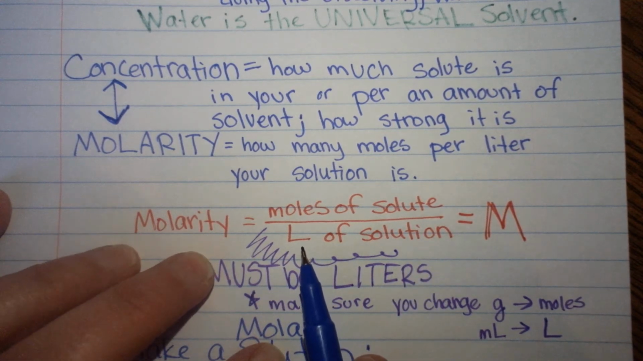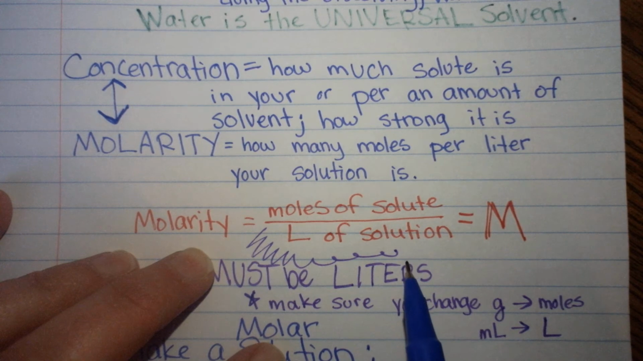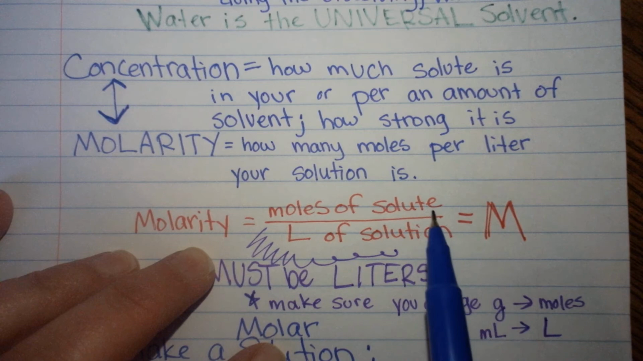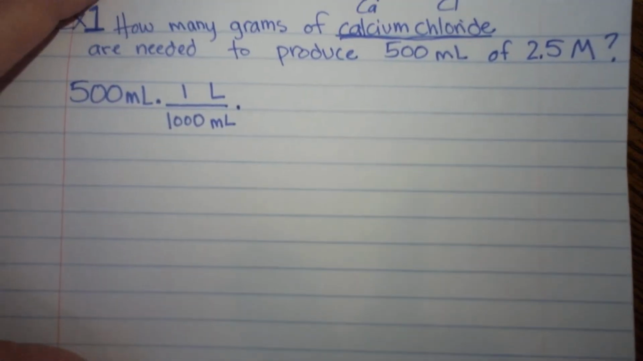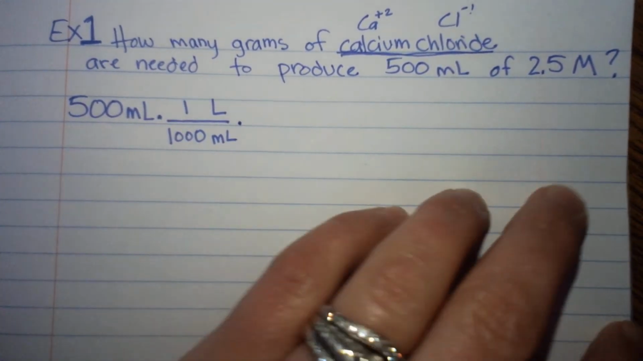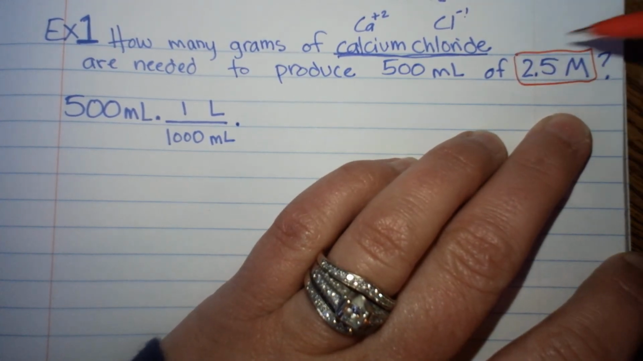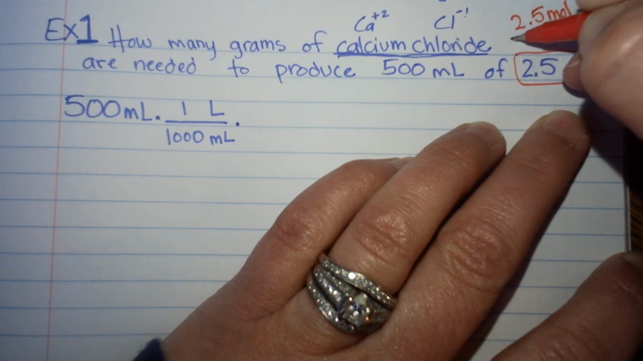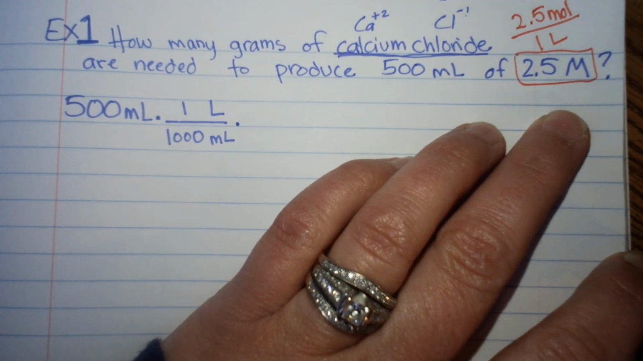I have liters, so I can use the molarity in my problem like a conversion. That right there is the big deal about today. You gotta be able to remember that molarity is also a conversion. So let's use that in this problem. If I know that this right here is actually 2.5 moles per 1 liter, now I can do something with it.